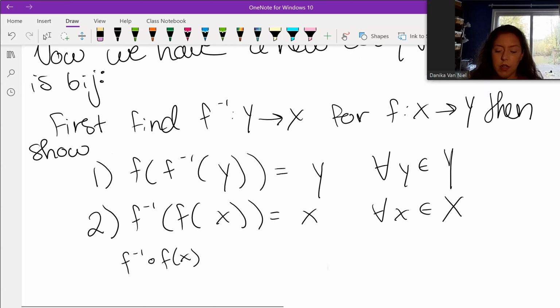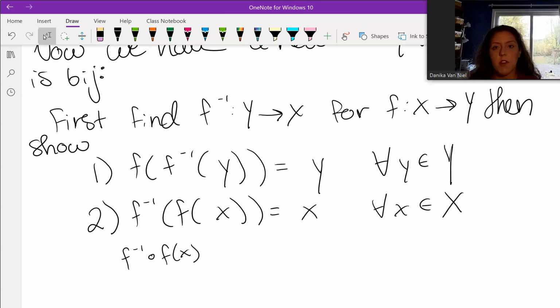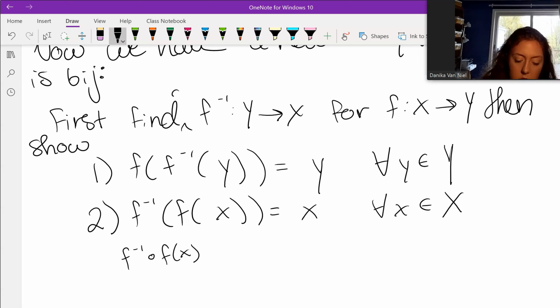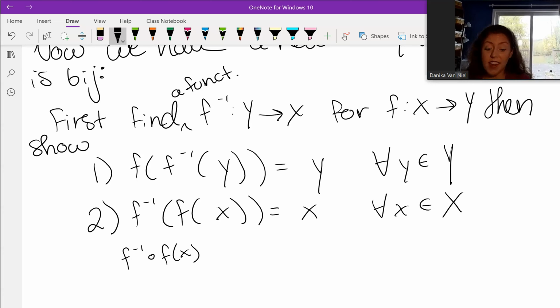So you would need to first find some function that this works. Find, so yeah, it needs to be a function. So first find a function f inverse that goes from the right domain to the right codomain, and then you need to show that when you compose them that way, it's true for everyone. Okay, fabulous. So let's go over an example.